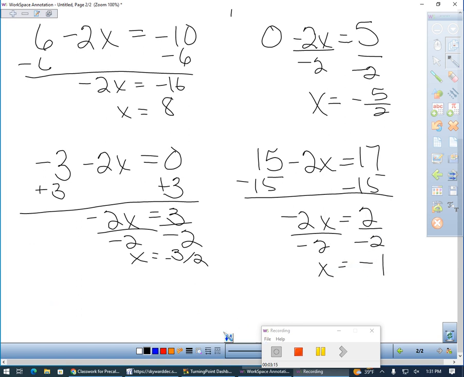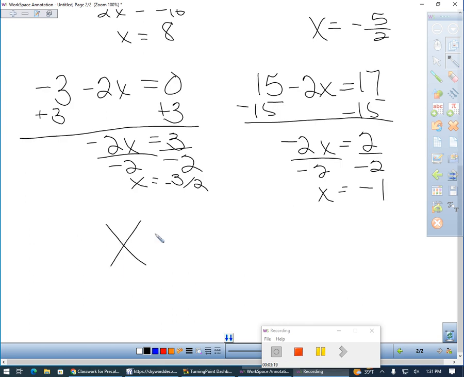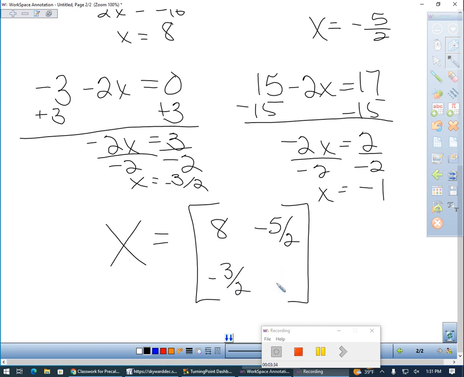So when I write my matrix, I'm going to say X equals my 2 by 2 matrix. In the first spot, I have 8. In the second spot, I have negative 5 halves. In the A21 spot, I have negative 3 halves. And in A22, I have negative 1. Sounds about right?